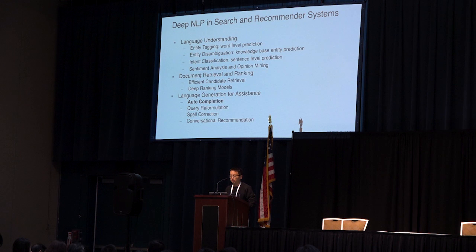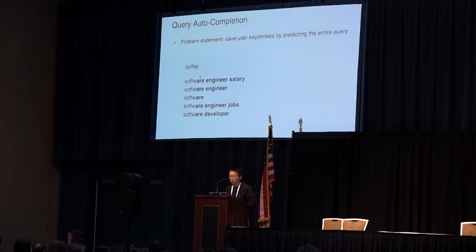So let's get started with the first task, query autocompletion. The goal of the query autocompletion is to save the user keystroke by predicting the entire query. So this is an example, SOFTW. It is not enough to just predict the software, but instead the system should predict the whole query, software engineer salary or software engineer.